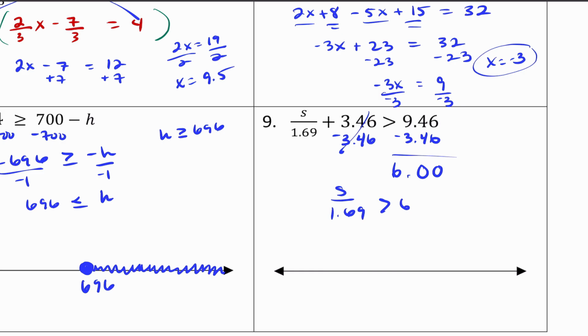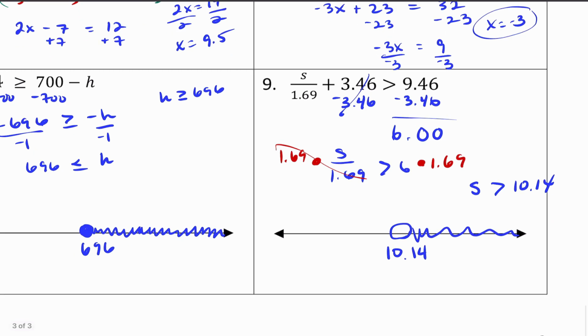And then I'm multiplying both sides by 1.69. Okay, so if you have no idea what the heck happened, this is s divided by 1.69. What's the opposite of division? Multiplication. So I need to multiply both sides by 1.69. So s is greater than, well, what's 6 times 1.69? That's 10.14. So 10.14 is the main character. It's an open dot because it's just a greater than sign. And where are we going to shade?